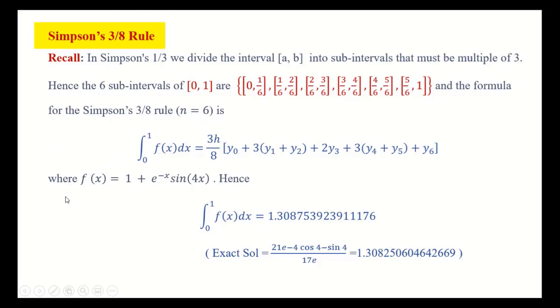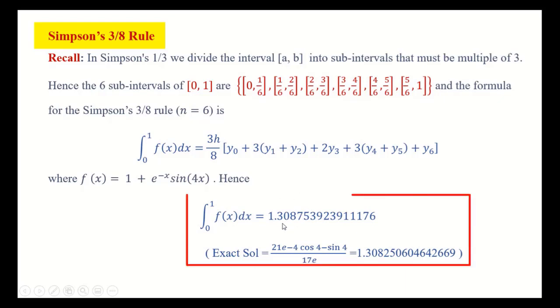So here we will use the same function and obviously the same data as we have calculated for the previous scheme. After using the previous data, we will get our approximated answer with Simpson's 3 by 8 rule, and that is 1.30875, and here you can see that it is accurate up to 3 decimal places. So it is also a good scheme as compared to the trapezoidal rule, but it is not as good as compared to Weddle's rule.